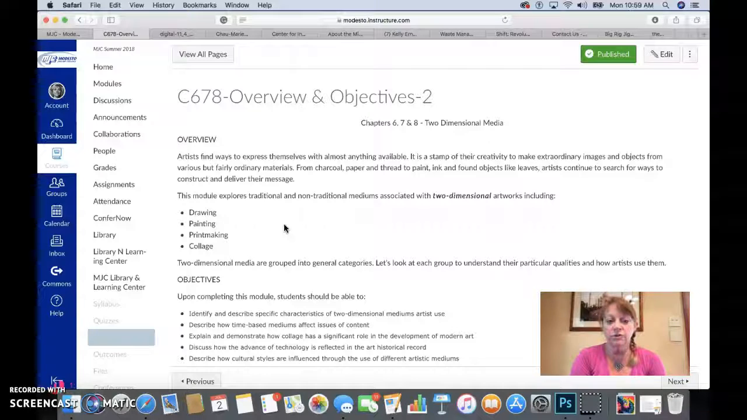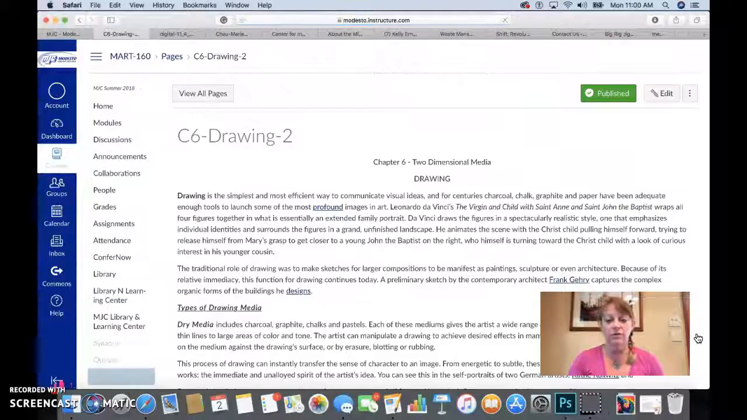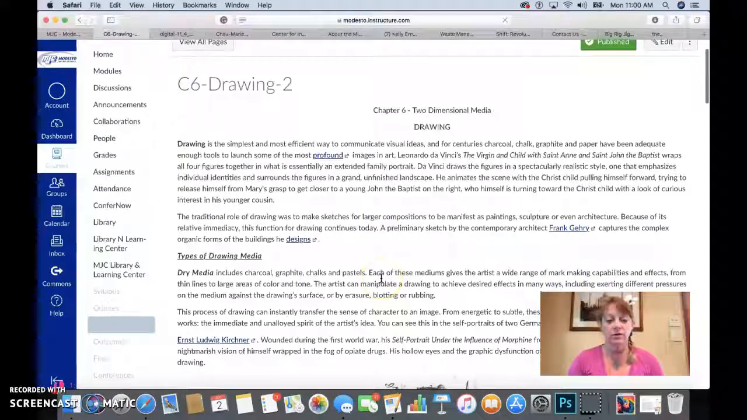So this module explores traditional and non-traditional media associated with two-dimensional artworks, including drawing, painting, printmaking, and collage. Two-dimensional media are grouped into general categories. So let's take a look at each group to understand their particular qualities and how artists use them.